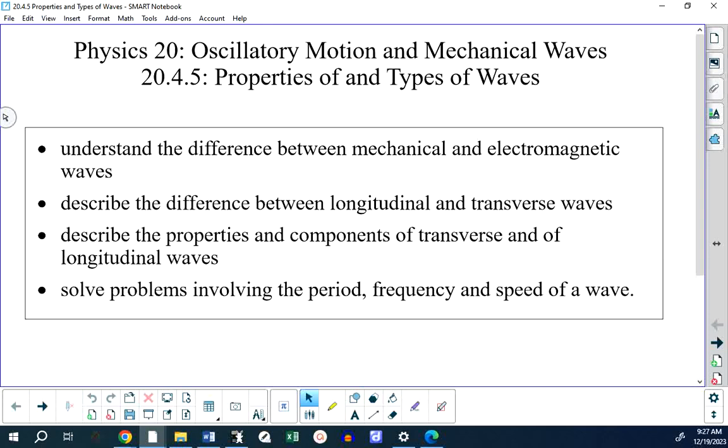So this is lesson 4.5 in your unit handout, called Properties of and Types of Waves. And there's a lot of qualitative work that we need to cover today. There are some calculations we will get to.